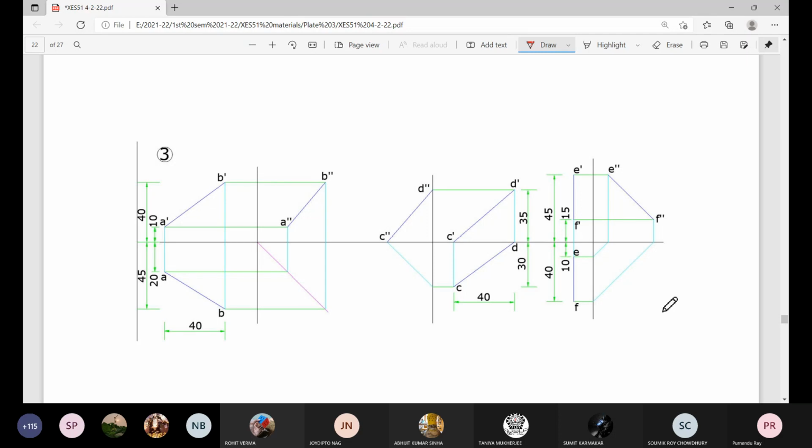That's part 1, and part 2 is draw elevation, plan and view from the right of the line CD, where C is on horizontal plane and 30 millimeter in front of vertical plane, while D is 35 millimeter above horizontal plane and on vertical plane. The distance between the projectors of C and D is 40 millimeters. And part 3 is draw elevation, plan and view from left of the line EF when E is 45 millimeter above horizontal plane and 10 millimeter in front of vertical plane, while F is 15 millimeter above horizontal plane and 40 millimeter in front of vertical plane. The projector of E coincides with that of F.